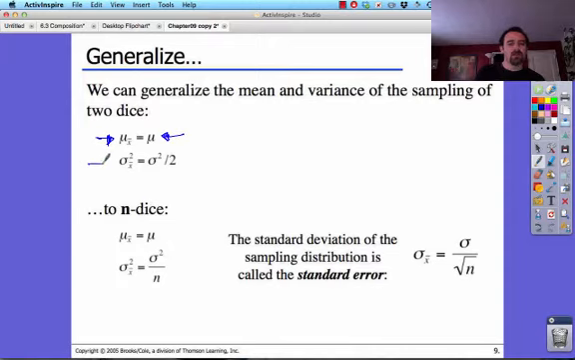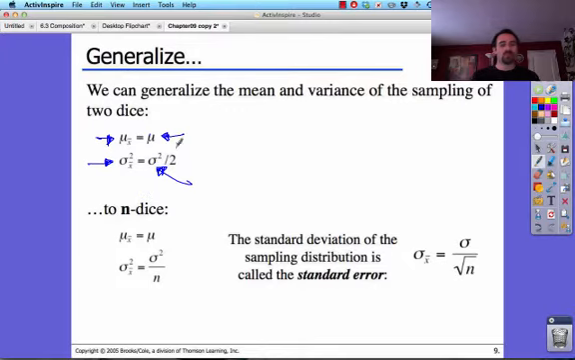The variance of the new distribution, where I rolled 2 dice, is the same as the original distribution divided by a factor of 2. So this is the new distribution, the average of rolling 2 dice, and the original distribution here and here, what happens if I roll 1 die at a time.